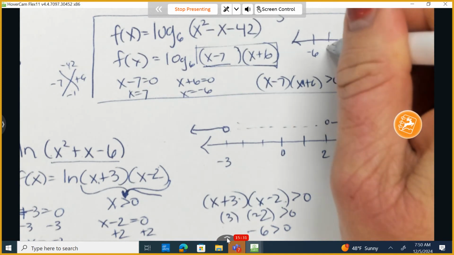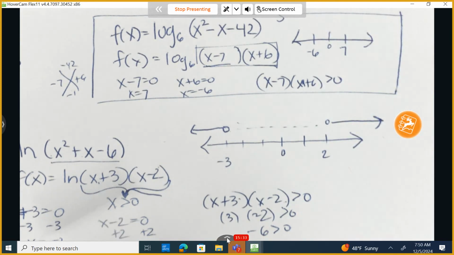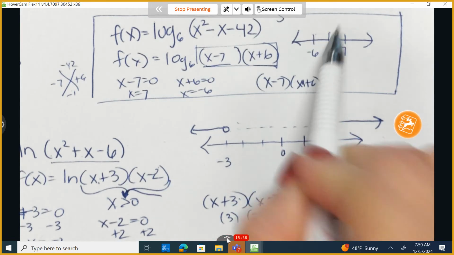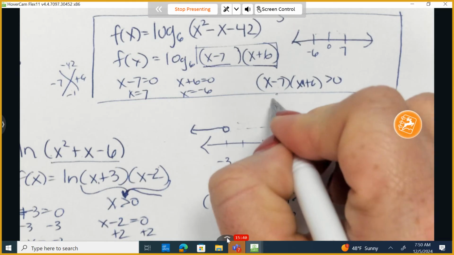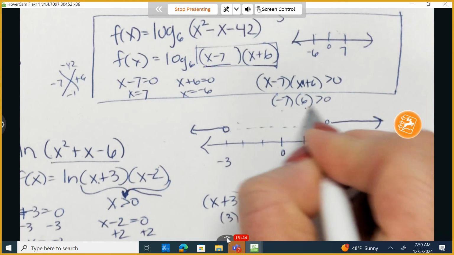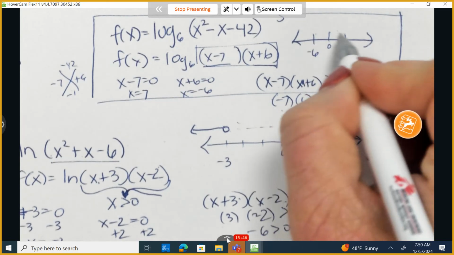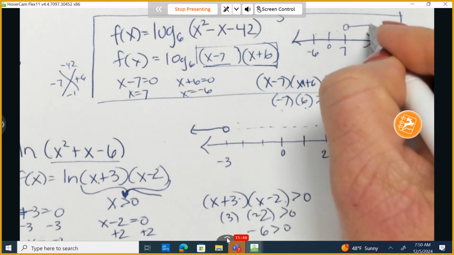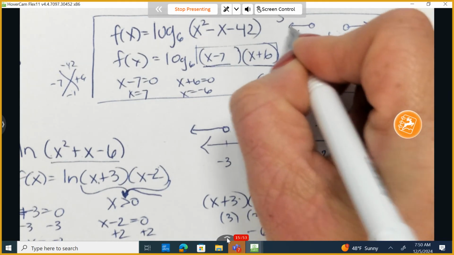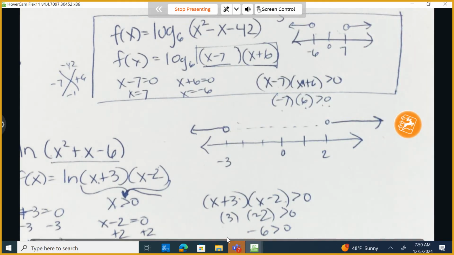I always think, whenever possible, the easiest number to plug in is 0. So I'm testing all values between negative 6 and 7 by choosing 0. 0 minus 7 is negative 7, and 0 plus 6 is positive 6, and negative 42 is not greater than 0. So this whole area is a no. That means it's going to be a yes to the right of 7 and to the left of negative 6.